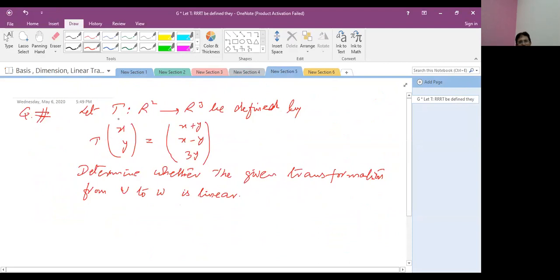Let T mapping two-dimensional R2 to three-dimensional R3 be defined by T of (x, y) equal to (x plus y, x minus y, 3y). Determine whether the given transformation from V to W is linear or non-linear. Students, there are two properties of a linear transformation. If they hold, that's why we call it linear, otherwise it is non-linear. So start now.